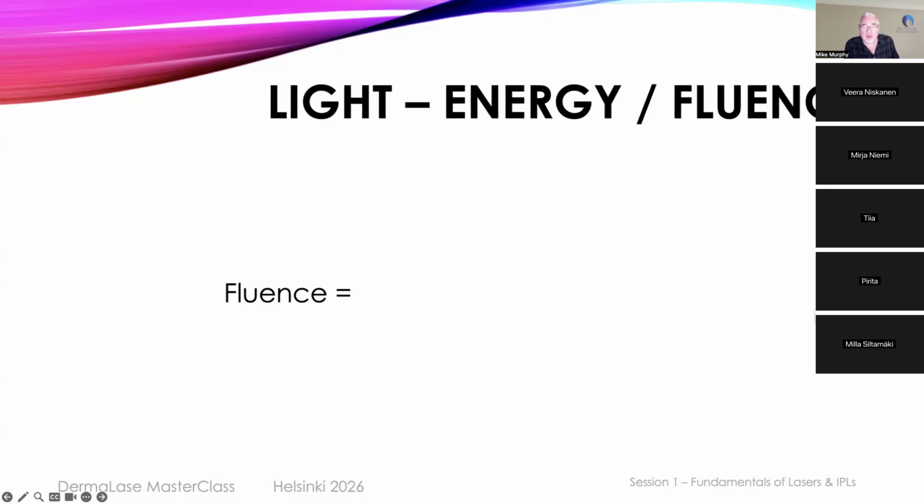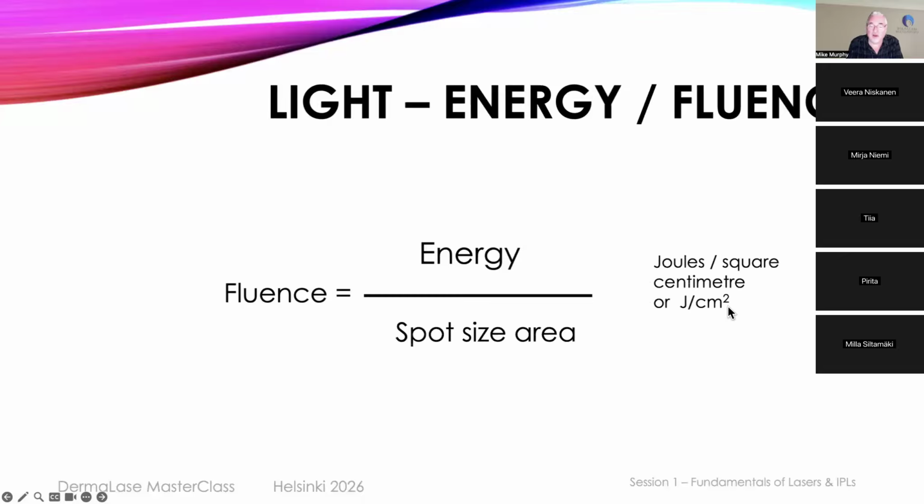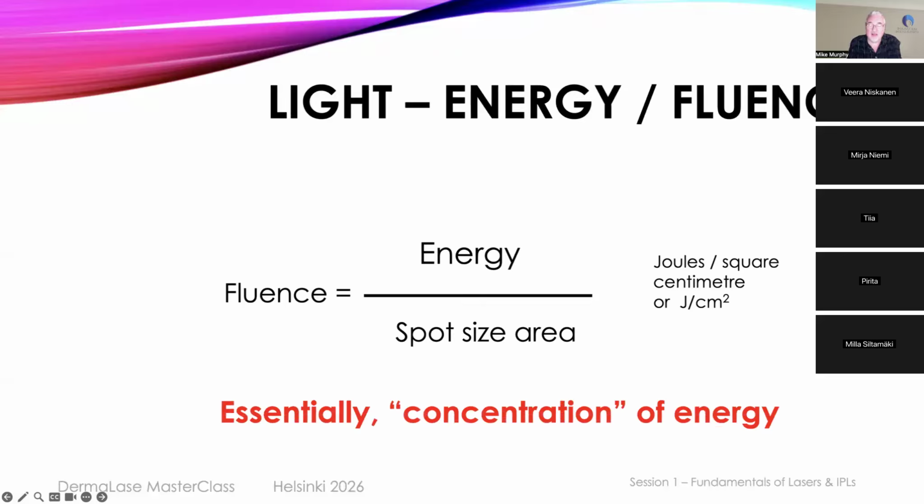And this is what fluence means, right? Fluence is just basically the energy you're firing into the skin divided by the spot size area. We measure it in joules per square centimeter, and all it really is essentially the concentration of energy. So if you set your machine up and you plug in, say, 5 joules on the screen, and you have a certain spot size, say 5 millimeter square or whatever, then that gives you a certain fluence or concentration on the skin surface.